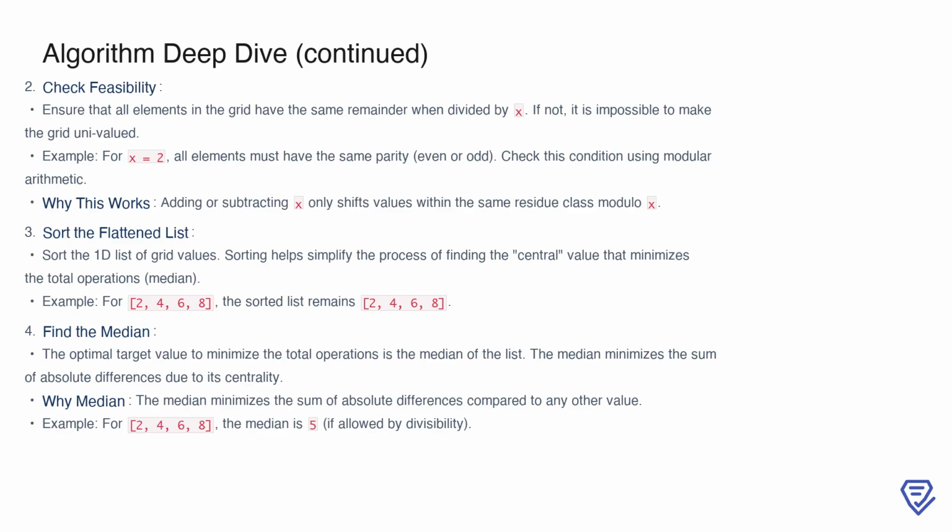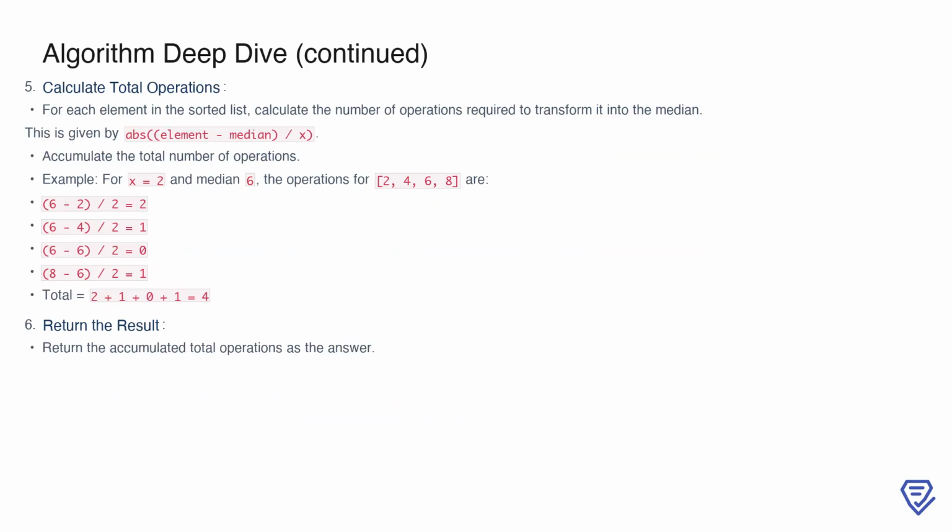If the grid is feasible, the next step is to sort the flattened list. Sorting helps us identify the central value, or median, which plays a key role in minimizing the total number of operations. For the example, [2, 4, 6, 8], sorting doesn't change the list, but it ensures we can easily locate the median value. After sorting the list, the next step is to identify the median value.